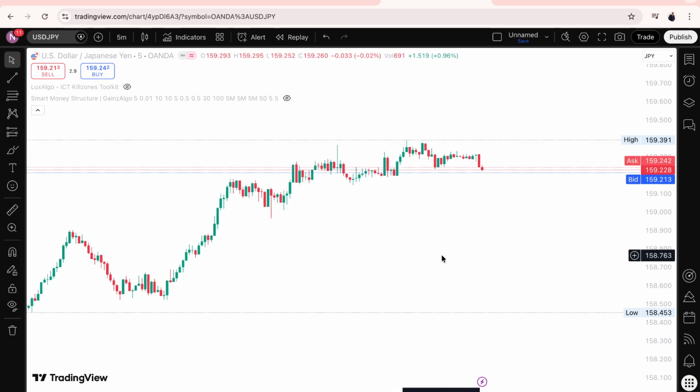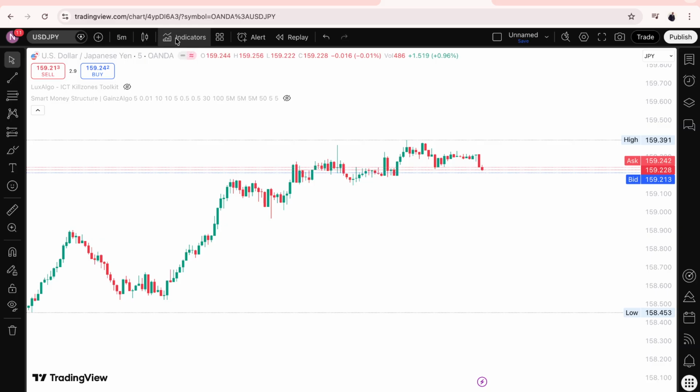So for this strategy, go to your indicators. We do have our own indicators here for those who don't know. After going to your indicators, make sure you search for the strategy called Lux Algo ICT Killzone, that we talked about earlier. And you need to mix it with the smart money structure. I hope we are there, guys.